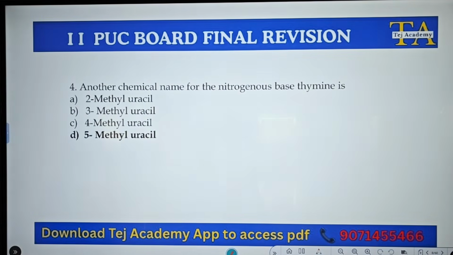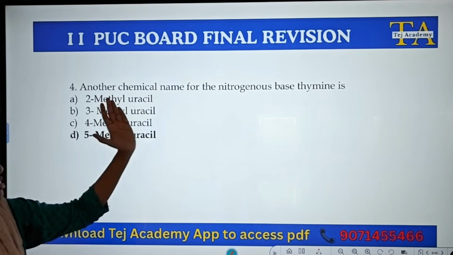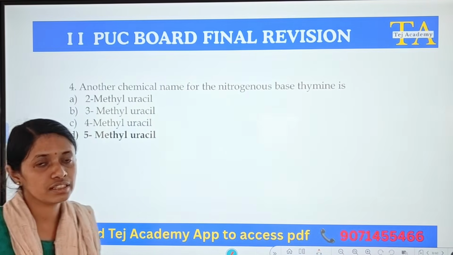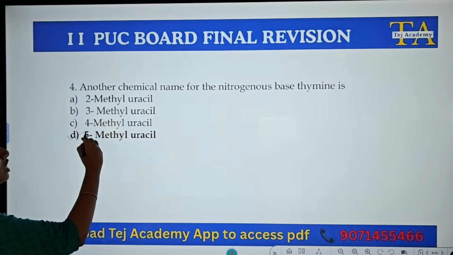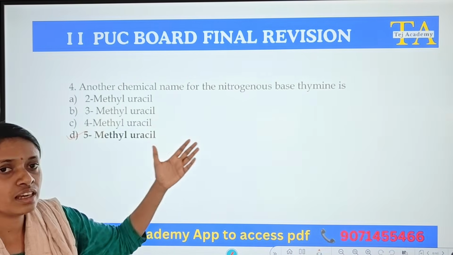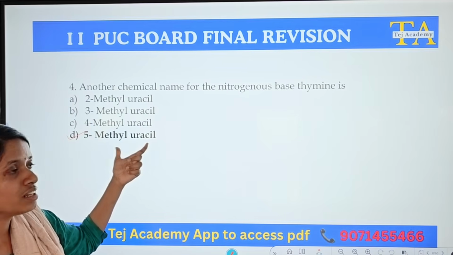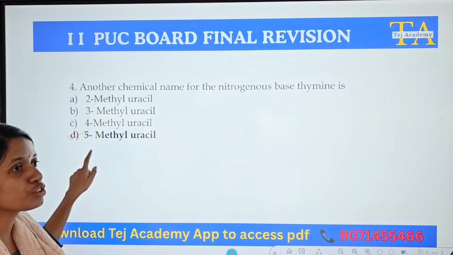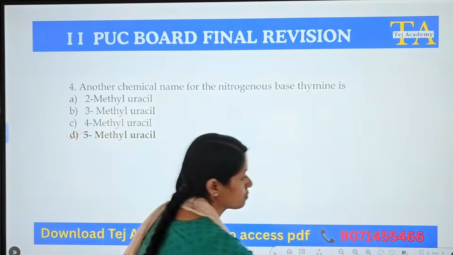The fourth question is, another chemical name for the nitrogenous base thymine is? The answer is 5-methyl-uracil, because thymine is a derivative of uracil which has a methyl group in the 5th position.